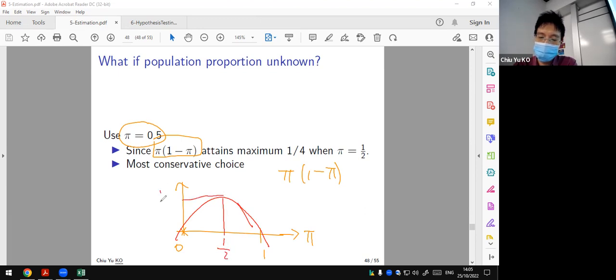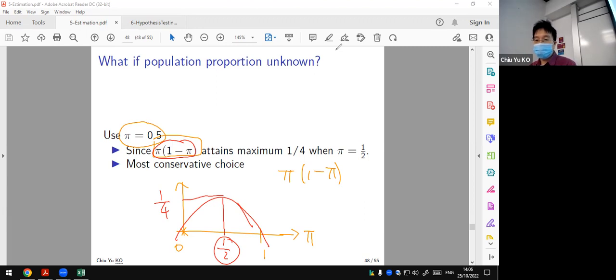It's on your slide anyway later. So this maximizes the variance, right? If you don't know what to do, I choose the most conservative choice, the worst case scenario, which is 1/2. In that case, I would always have enough samples. Of course, the margin of error you end up with when you calculate is probably smaller, but that's the easiest one we can say.